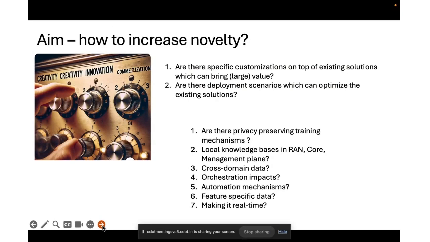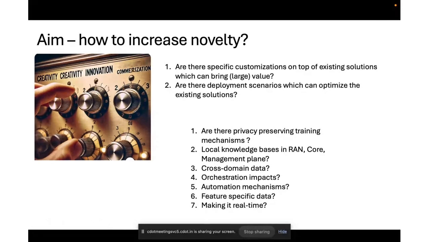Then automation mechanisms. For example, you would have feedback loops. You would have long-term feedback loops, short-term feedback loops. These are important automation mechanisms which will handle both short-term and longer-term feedback and adaptation through automation mechanisms.